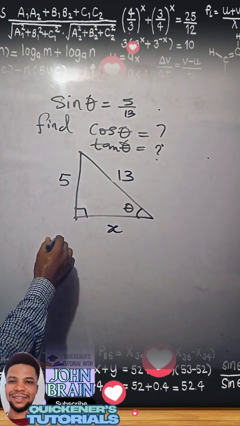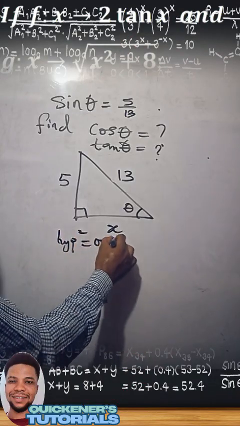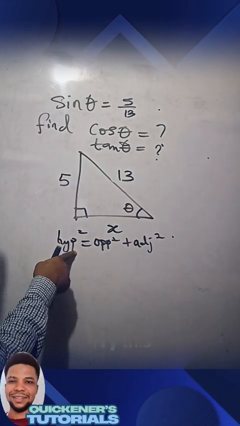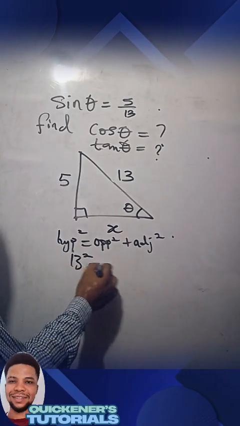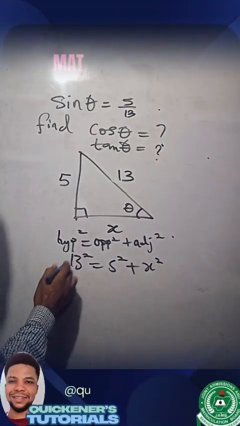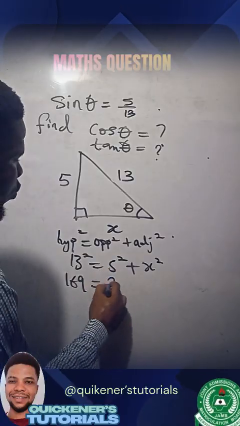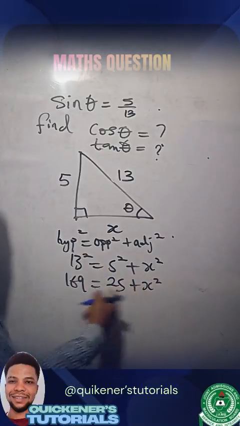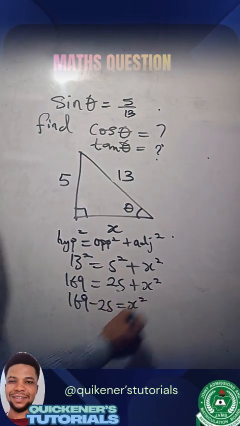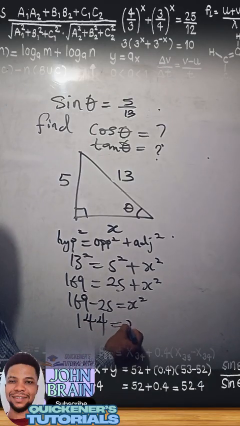Pythagoras theorem says that hypotenuse square equals opposite square plus adjacent square. Hypotenuse square is 13 square, opposite square is 5 square, and what I'm looking for is x square. The square of 13 is 169, and the square of 5 is 25. So collect like terms: 169 minus 25 equals x square. When you subtract, you have 144 equal to x square.